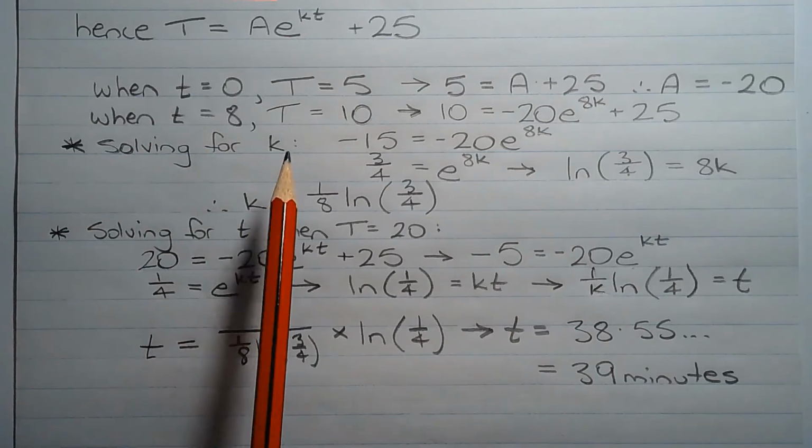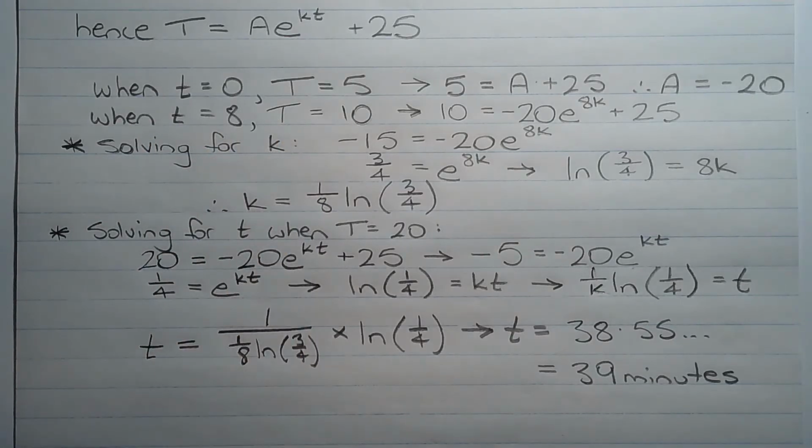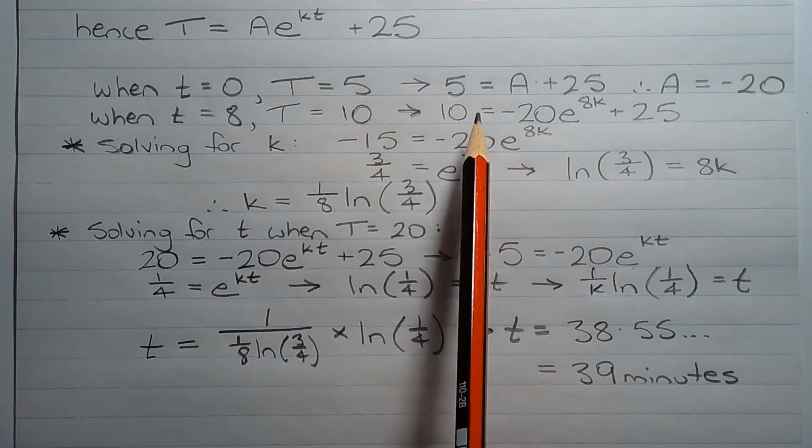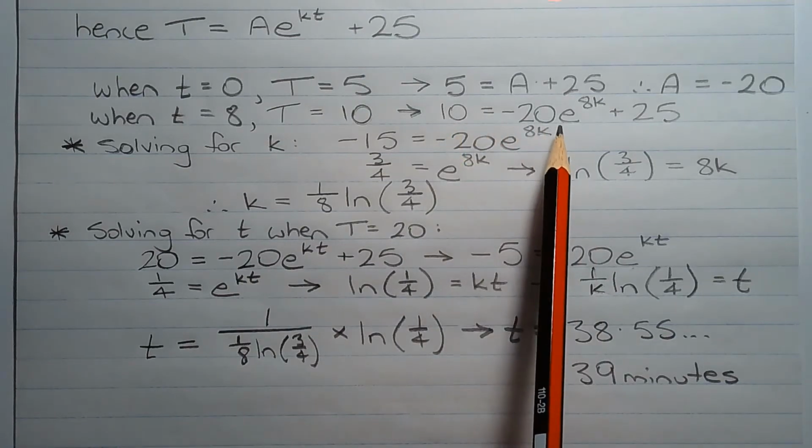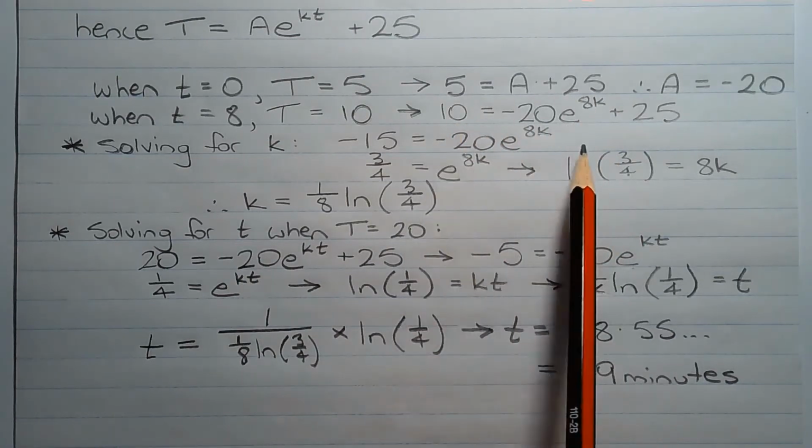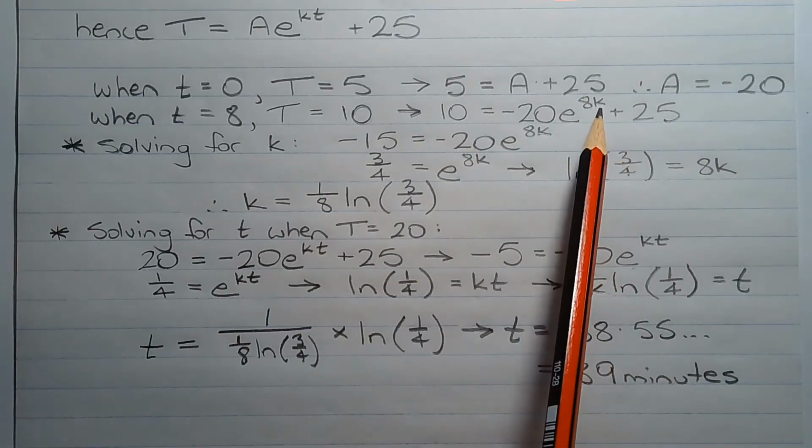When t is equal to 8, capital T is equal to 10. So 10 is equal to negative 20 multiplied by e to the power of 8k plus 25, and this equation can then be used to solve for k.